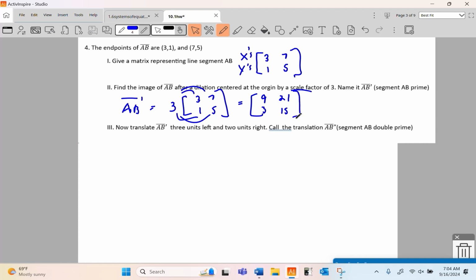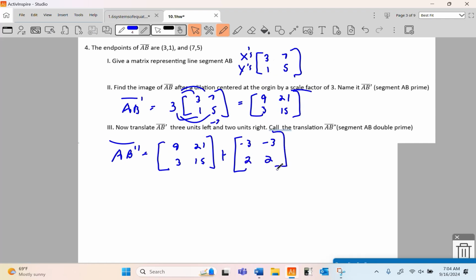Now translate AB prime, 3 units left and 2 units right. Call it AB double prime. All right, so to do this, we're just going to do some simple addition. We're going to take this one, because it talks about AB prime. Maybe you remember doing prime notation from geometry. I don't know. But we're going to shift it 3 units left. Remember, the x's are up top. And if we're going left, we are subtracting 3. 2 units right, that'd be the y's. We're going to add 2.